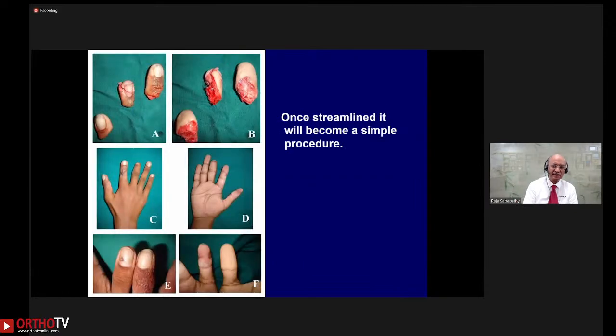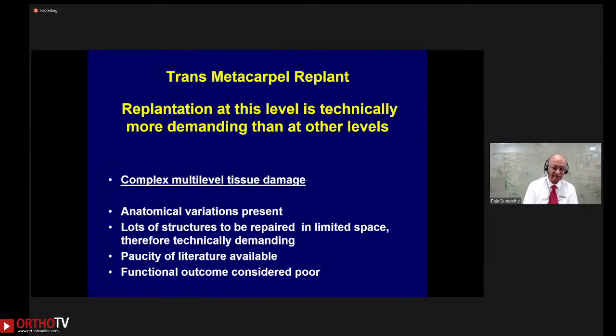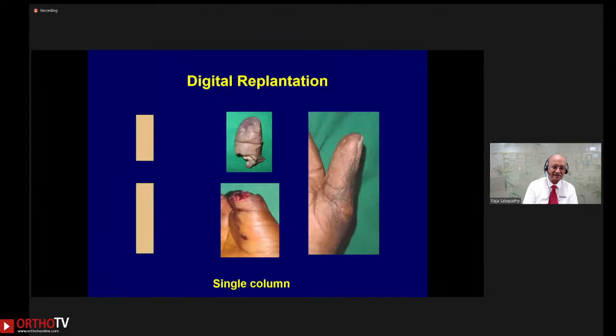And once it's streamlined, it'll become a fairly simple procedure. Now we go on to a transmetacarpal replant. I would say that the replantation at this level is technically more demanding than other levels, because multiple things could be injured, and they could be injured at different levels after replant.